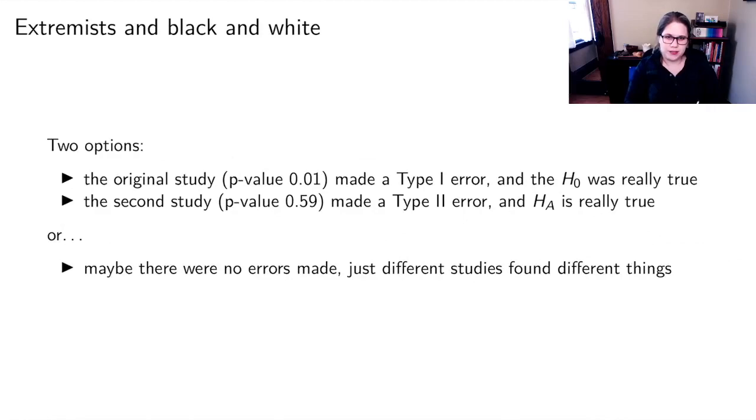So at the extremes, in black and white, there's kind of two things that could have happened. One is the original study with that small p-value made a type 1 error, and the null hypothesis was really true. So even though they rejected the null, it was really true. The other option would be that second study, the follow-up with the big p-value, where they failed to reject the null, it made a type 2 error, and the alternative is really true. There's also the possibility that there were no errors made and just different studies found different things. Maybe something just happened randomly.